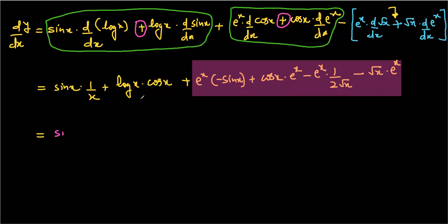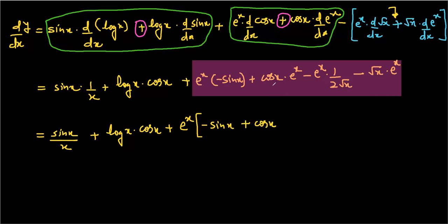So I write here sine of x divided by x plus log x into cos x. And from all these terms, I can take e raised to x common. So I got negative sine x plus cos x upon minus 1 upon 2 root x minus root x. Okay, and this is our final answer, dy by dx. That's it. This is our final answer.